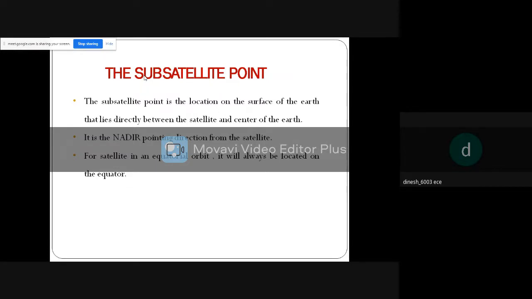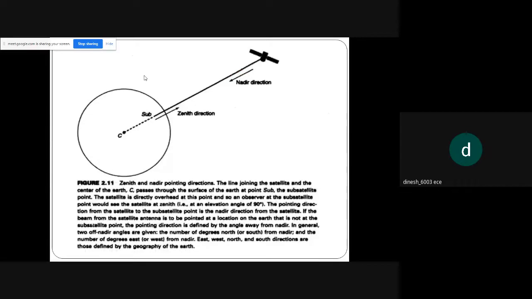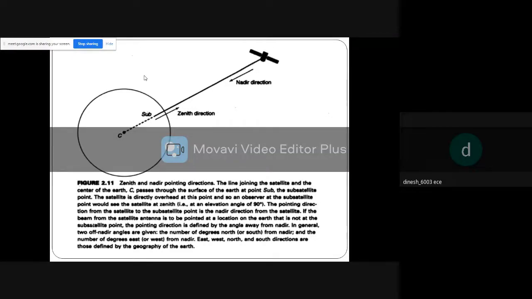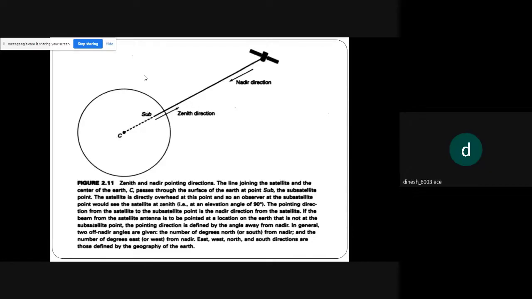So let us see. We have a satellite present in space. When it looks towards the center of the Earth, that direction is the nadir direction. And when from the center of the Earth you look towards the satellite, we call it the zenith direction.